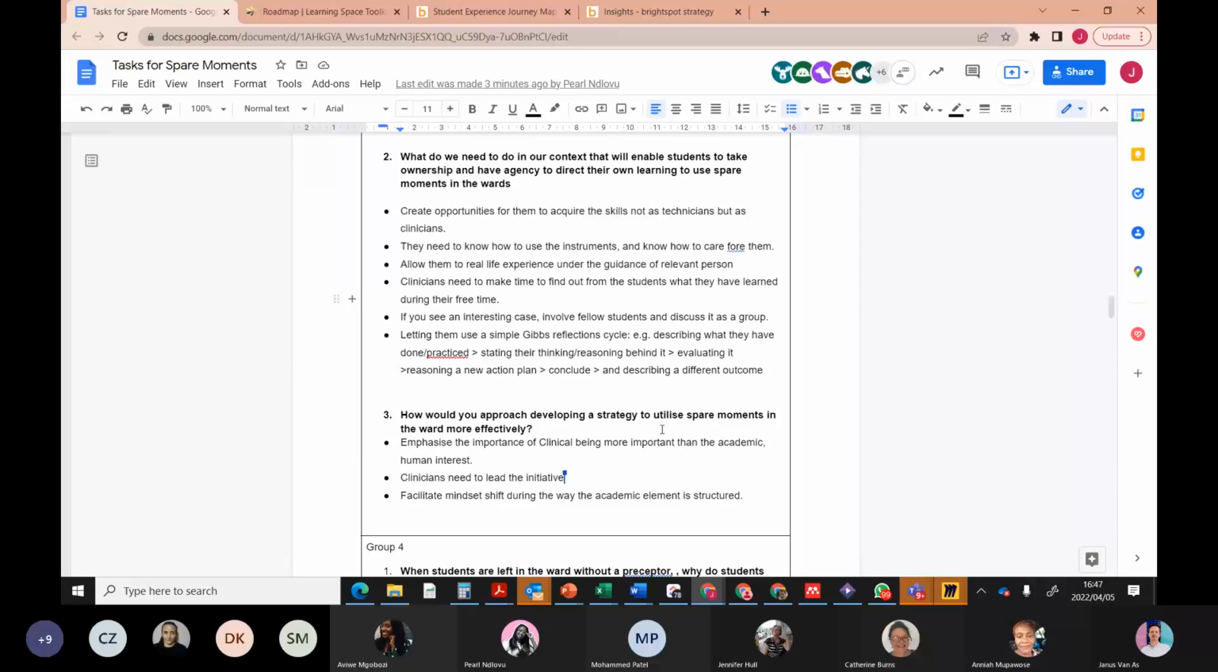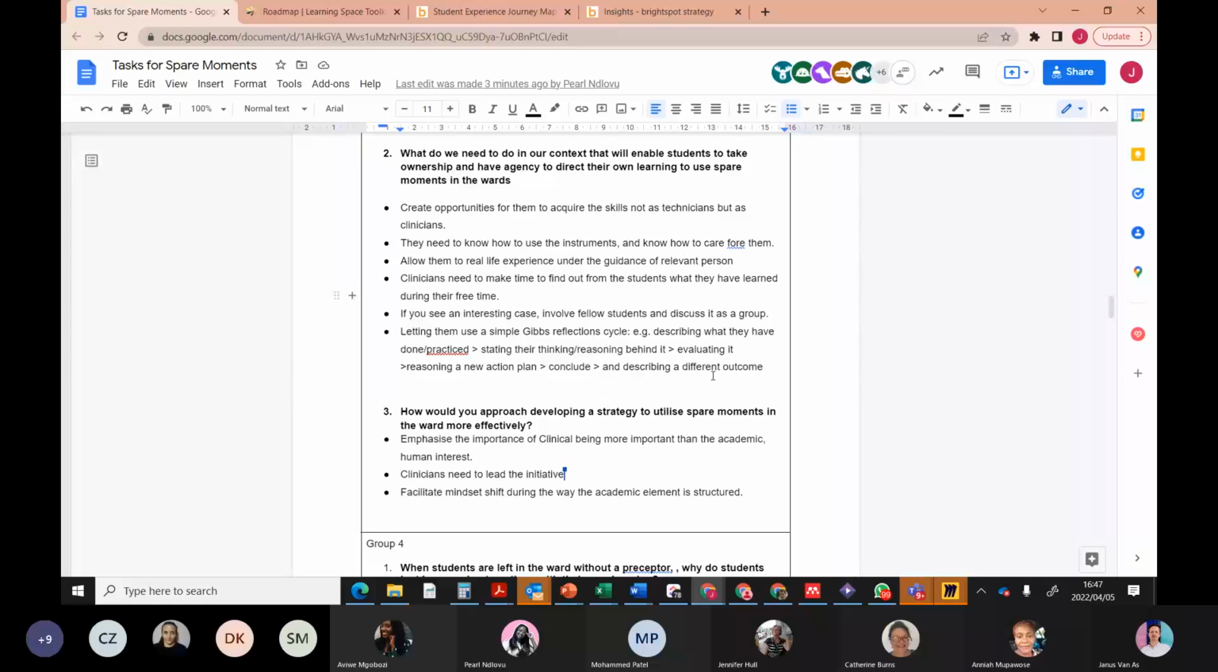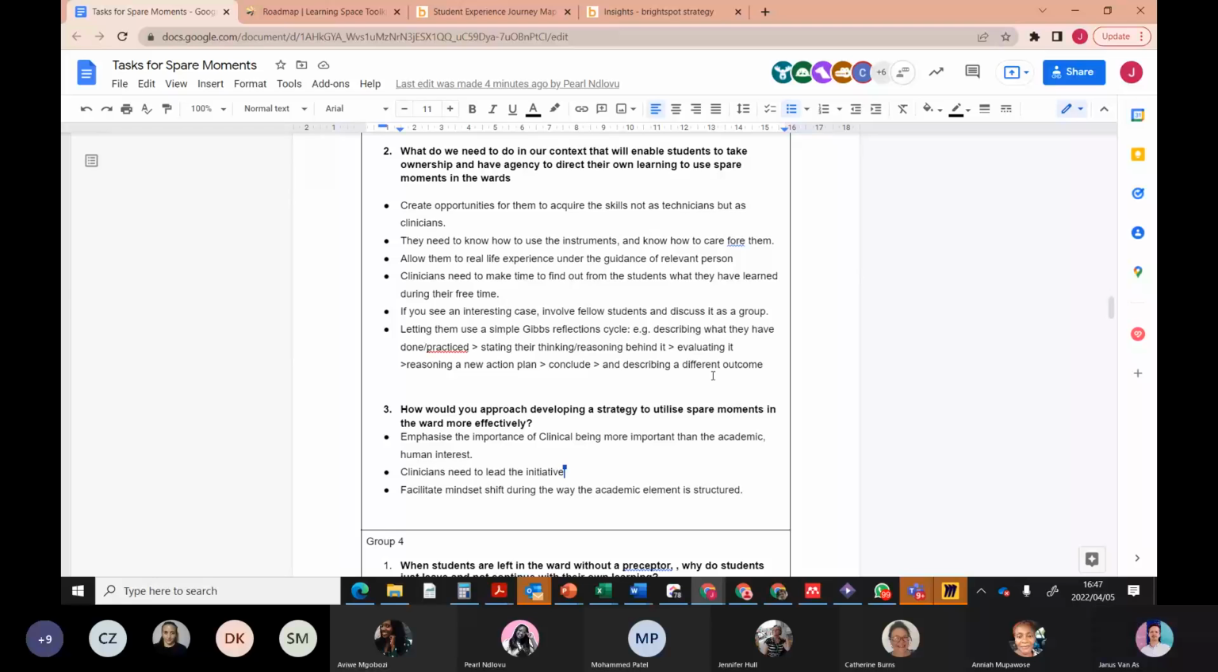Then letting them use a simple Gibbs reflection cycle, describing what they have done or practiced, stating their thinking or reasoning behind it, evaluating it, reasoning a new action plan, concluding, and describing a different outcome as well. And then moving on to the third question.